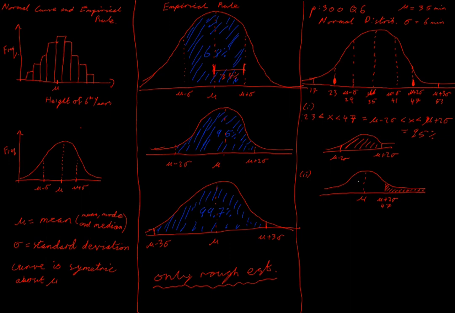I'll write this in blue. What is all of that blue down there? Well, that's going to be half. That's 50% of my diagram. Because this is symmetric, half of my graph is going to be less than my mean. So that's one thing that I can use that I didn't mention already here.